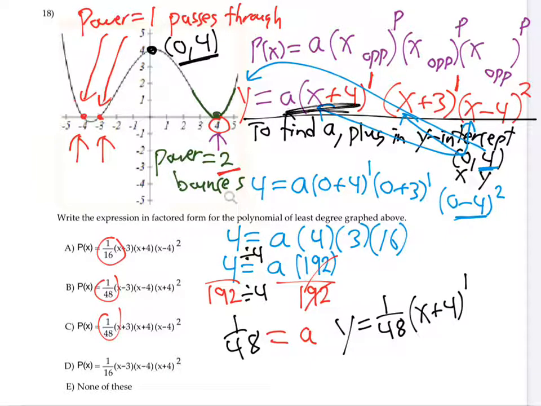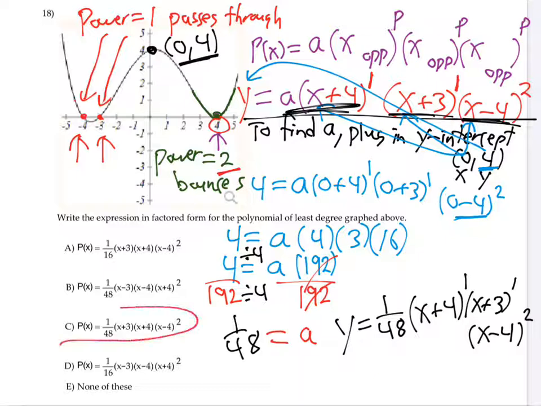x plus 4 to the first, I'm looking right here, then x plus 3 to the first, and x minus 4 squared. Which one is that one? x plus 4, x plus 3, x minus 4 squared right there, with 1 over 48 in front. There we go. So it's all about understanding the x-intercepts and their opposites, and then the powers. It's a first power when it passes through, and a second power when it bounces.